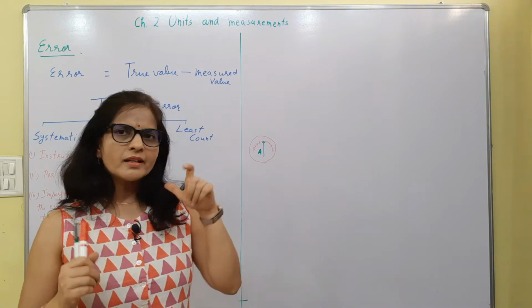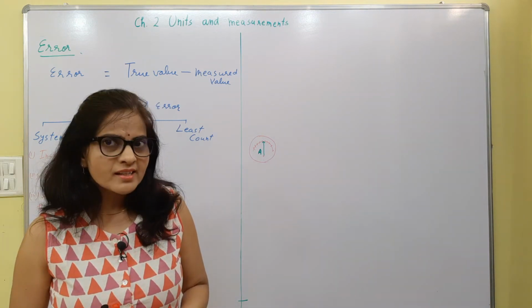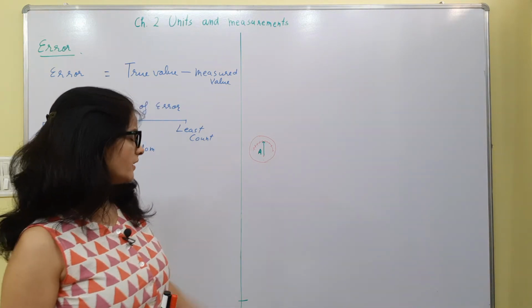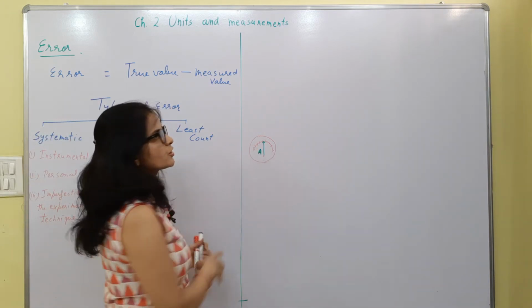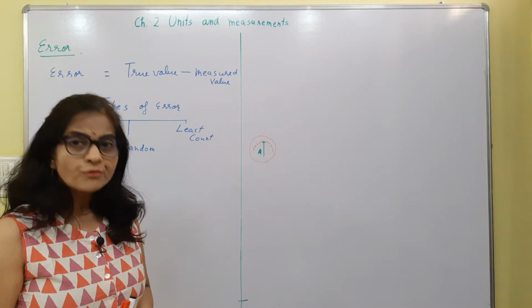And another error, which is called parallax error, is the name given to the error that arises due to the difference in the position of viewing.